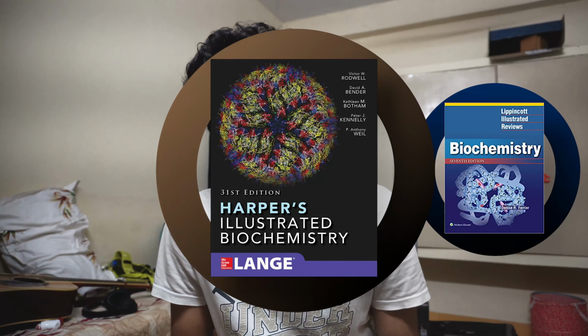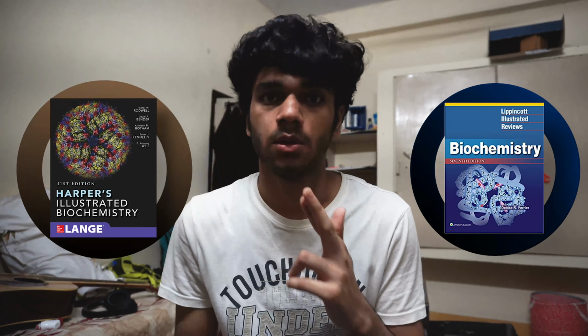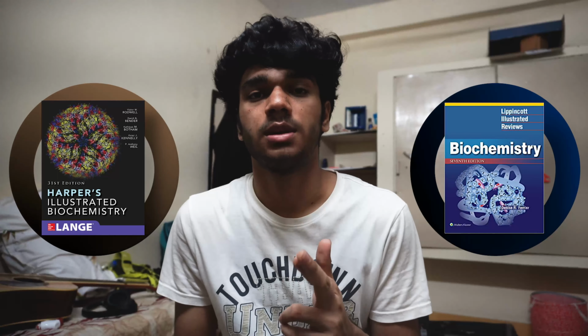For biochemistry, the standard books are Lippincott and Harper's Illustrated Biochemistry. Lippincott is a really great book if you study from it. It has really good diagrams, and at the end of each chapter there is a page summary that summarizes the whole chapter. It is mostly used by students who are preparing for USMLE and foreign exams. So it is really great in clearing concepts, and I like that book very much personally.